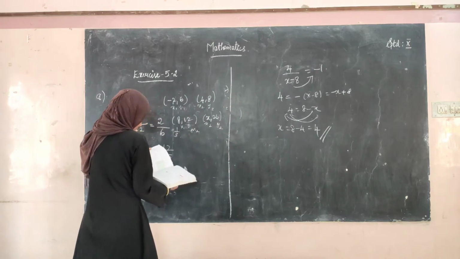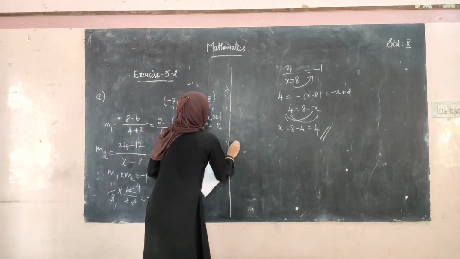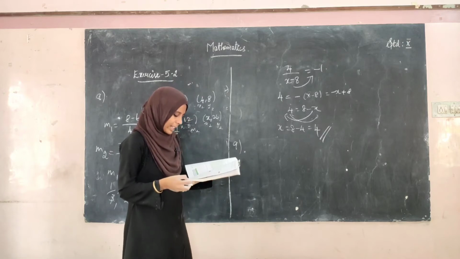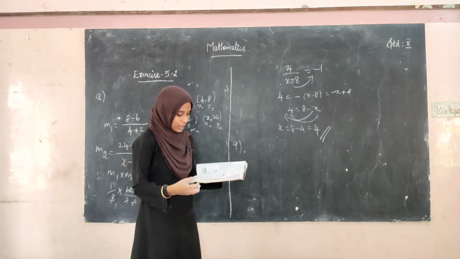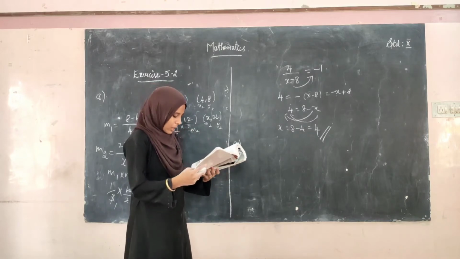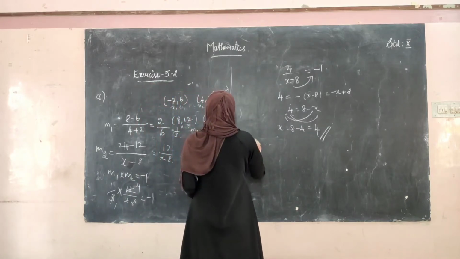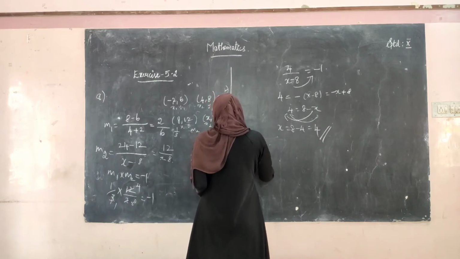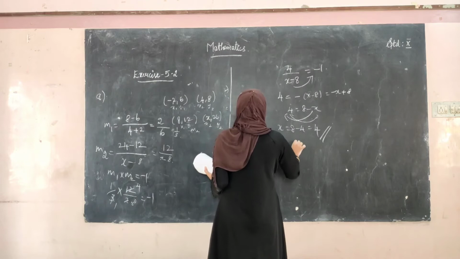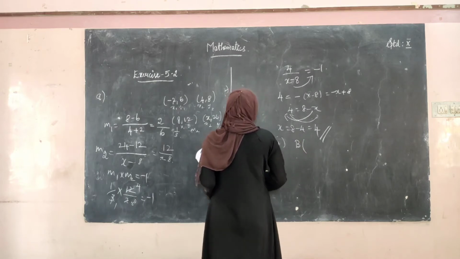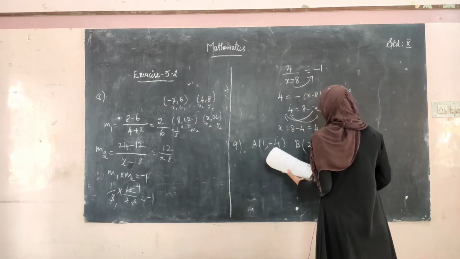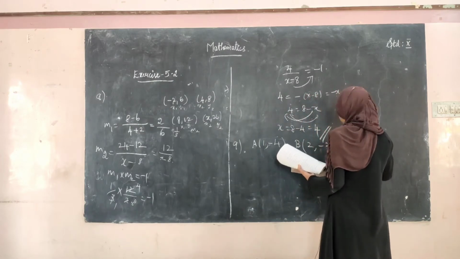Okay, now let us see the ninth sum. Show that the given points form a right angle triangle and check whether they satisfy the Pythagoras theorem. Okay, so this type of sum we have seen in the example, right? So what are the points? A of (1, minus 4), B of (2, minus 3) and C of (4, minus 7).